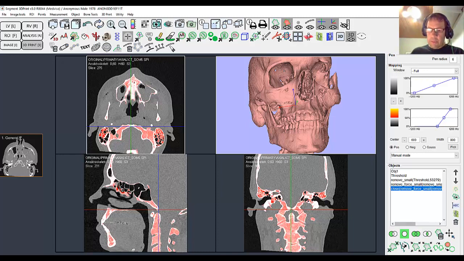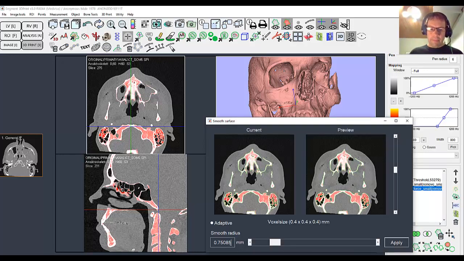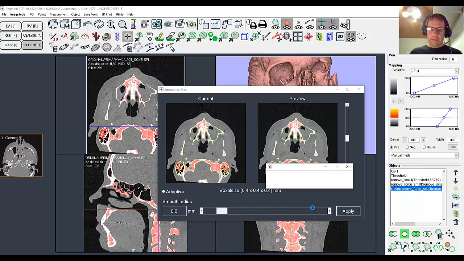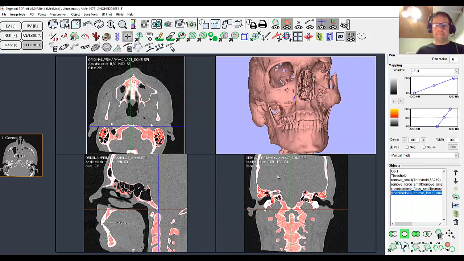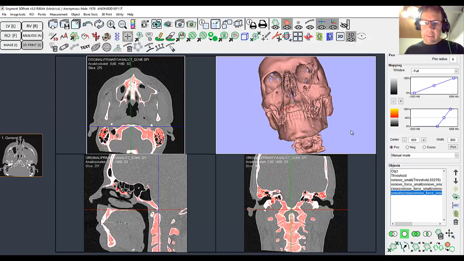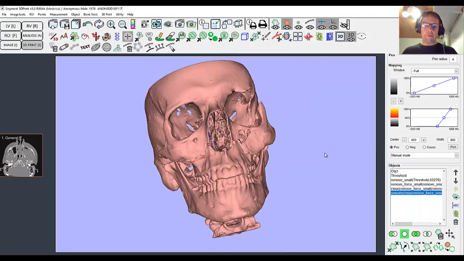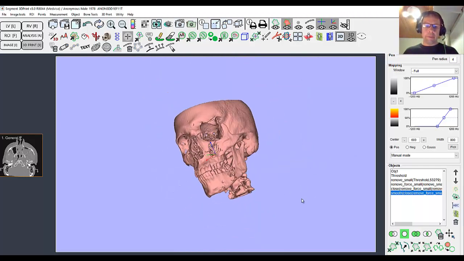So what we can do is maybe now it's time to make a small smoothing. So maybe 0.6. Okay, and apply, and directly we can see the result here. Now I want to cut, so we only get the anterior part, the frontal part of the skull. We don't need the other parts to print.